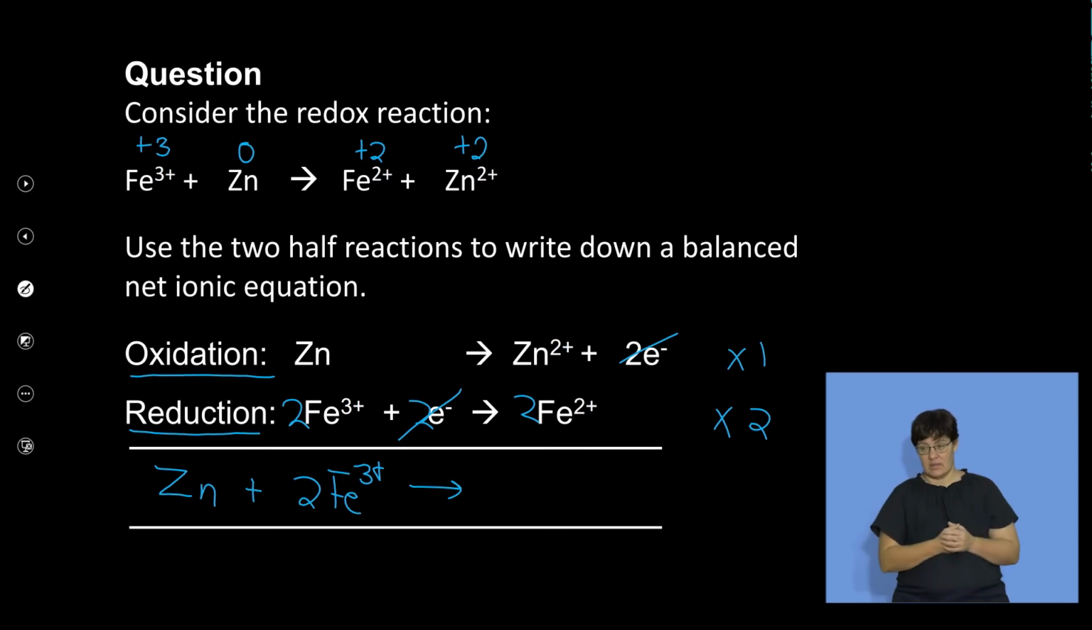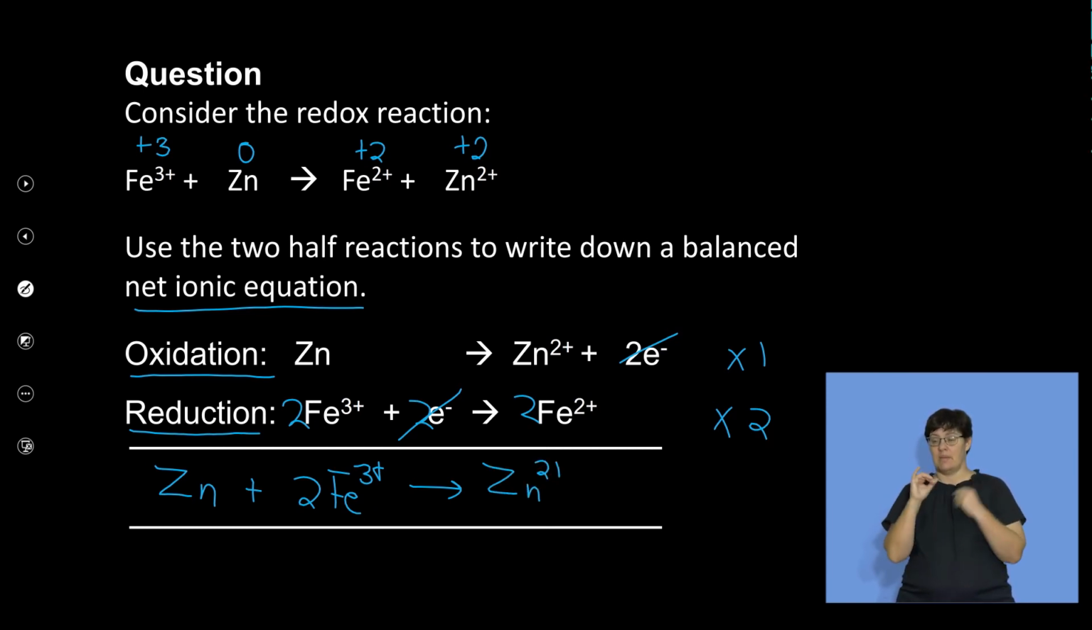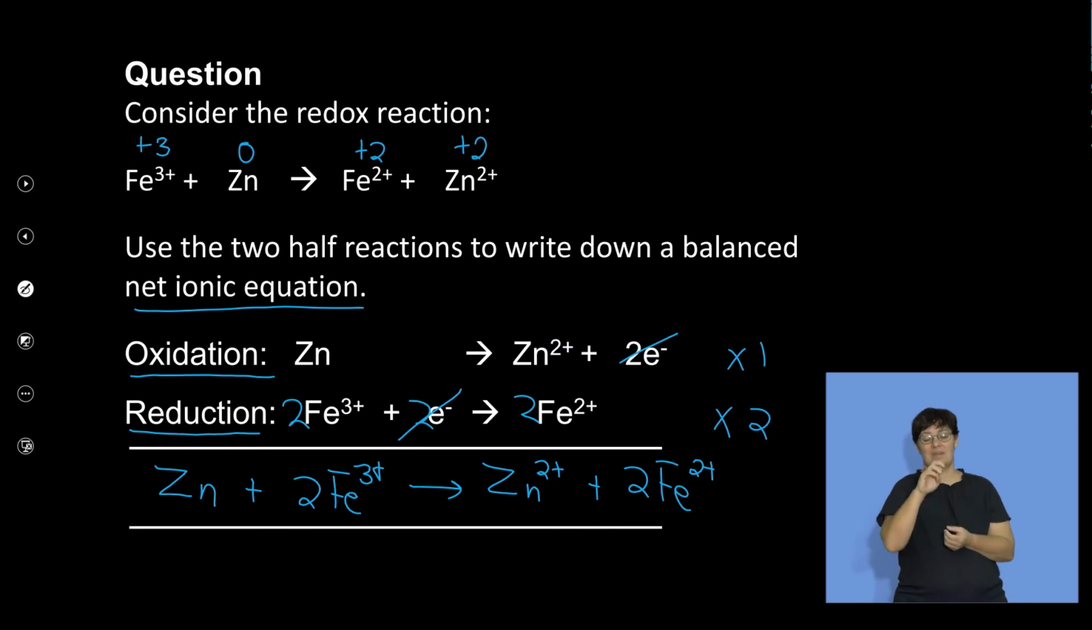That's why in the net ionic equation we don't include the electrons. Then this gives us Zn2+ plus 2 Fe2+. So this is our overall, or the net ionic equation, in as far as this is concerned.